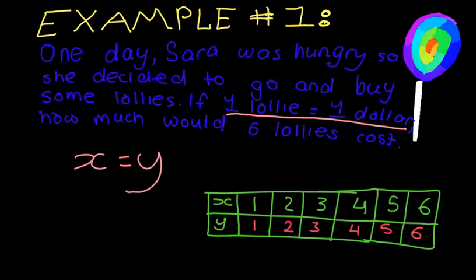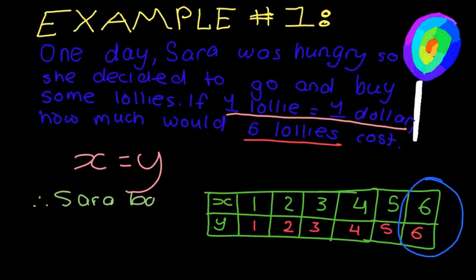So, if she wanted 6 lollies and 1 lolly equals $1, Sarah ends up buying the 6 lollies for $6. So, to conclude this example, we write: therefore, Sarah buys 6 lollies for $6.